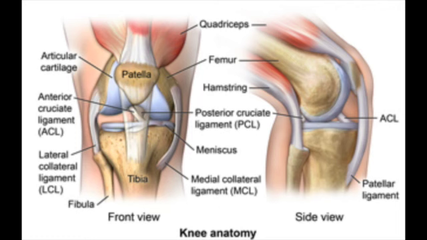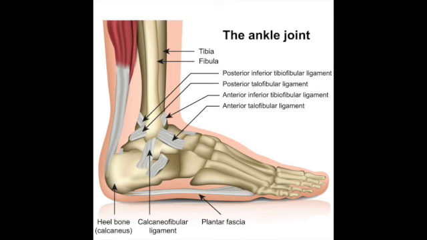In the knee, there are 5 main ligaments: the patellar ligament, the anterior cruciate ligament, the posterior cruciate ligament, the medial collateral ligament, and the lateral collateral ligament. Also in the knee, there is the meniscus, which is not a ligament, but is a stabilizer and a shock absorber of the knee. The ligaments of the ankle consist of the deltoid ligament, the calcaneofibular ligament, the posterior inferior tibiofibular ligament, posterior talofibular ligament, anterior inferior tibiofibular ligament, and the anterior talofibular ligament. And on the base of the foot, there is the plantar fascia.